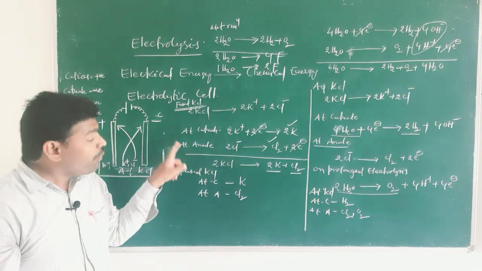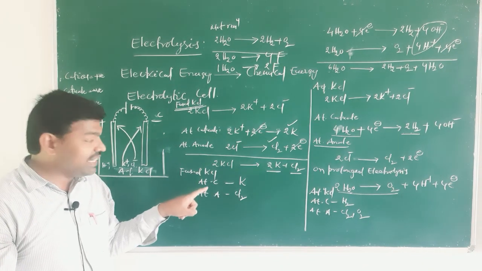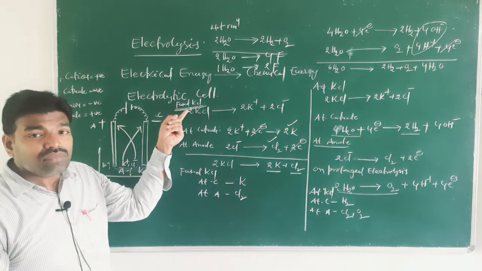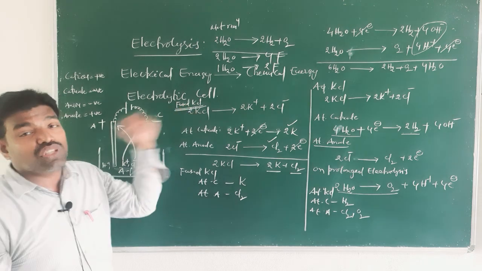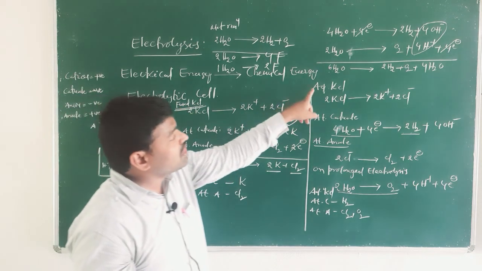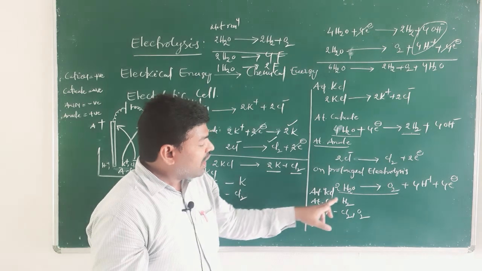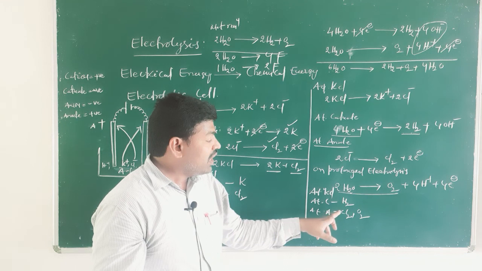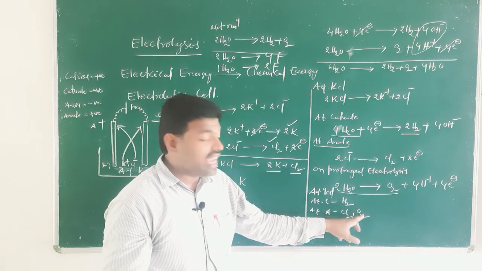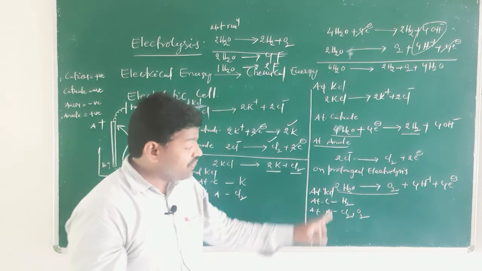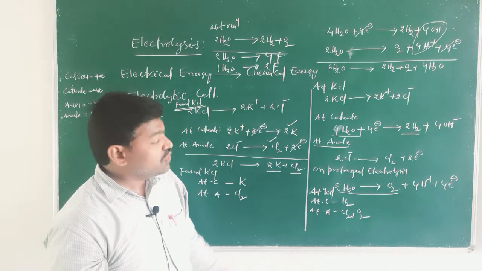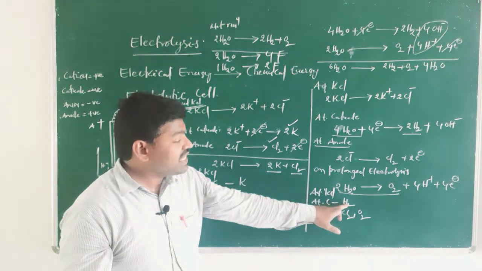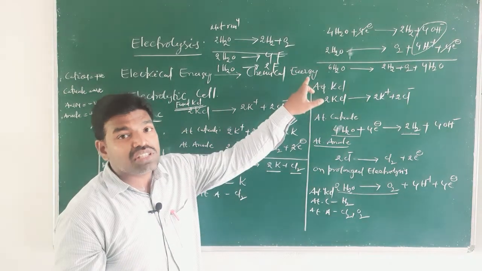These are the products that we get at cathode and anode when we electrolyze fused KCl. But electrolysis of aqueous KCl gives hydrogen gas at cathode and Cl2 gas and oxygen gas at anode. Okay, this is very very important. So instead of potassium deposition, hydrogen gas is liberated on electrolysis of aqueous KCl.